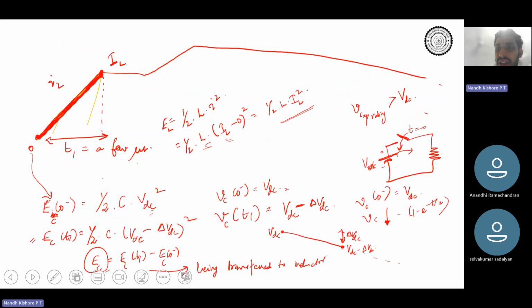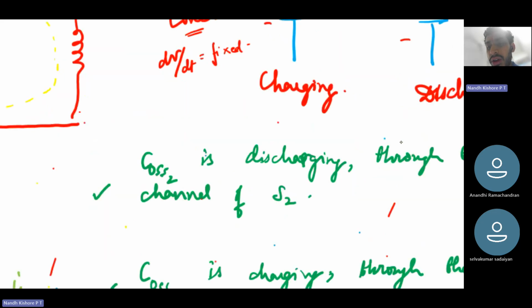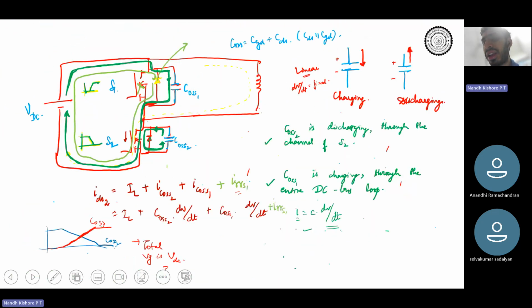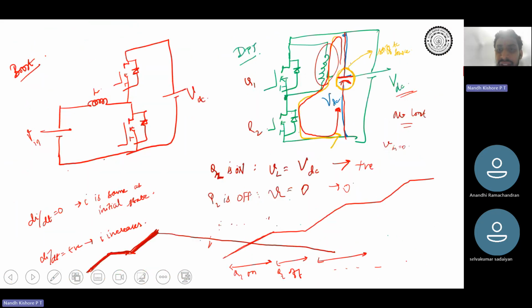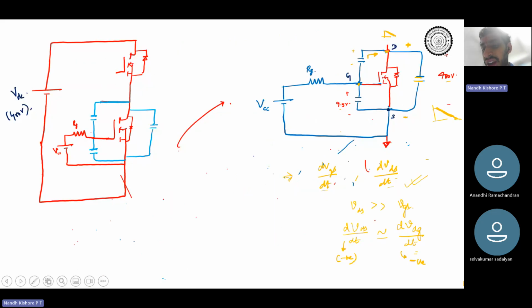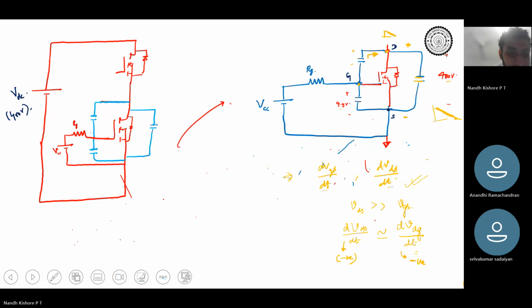Yeah. So the capacitor is discharging. Right? Only then you would say that if it is discharging, it means that you're taking away charge. Correct? dV by dt is negative. So you can tell that during this particular interval, dQ by dt is negative. So you're taking away charge from the CGD capacitance. This is your CGD capacitance, right?